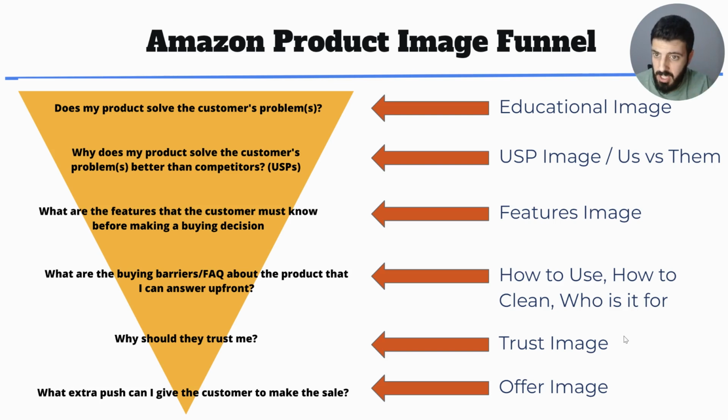Then you can ask yourself again, what are the features that the customer must know before making a buying decision? So you can add features, a features image. So for example, dimensions, size, these things are very important. You don't want to get a bad review because, for example, the buyer thought that the product was small, but it ended up being a big one. You might get a negative review because of that.